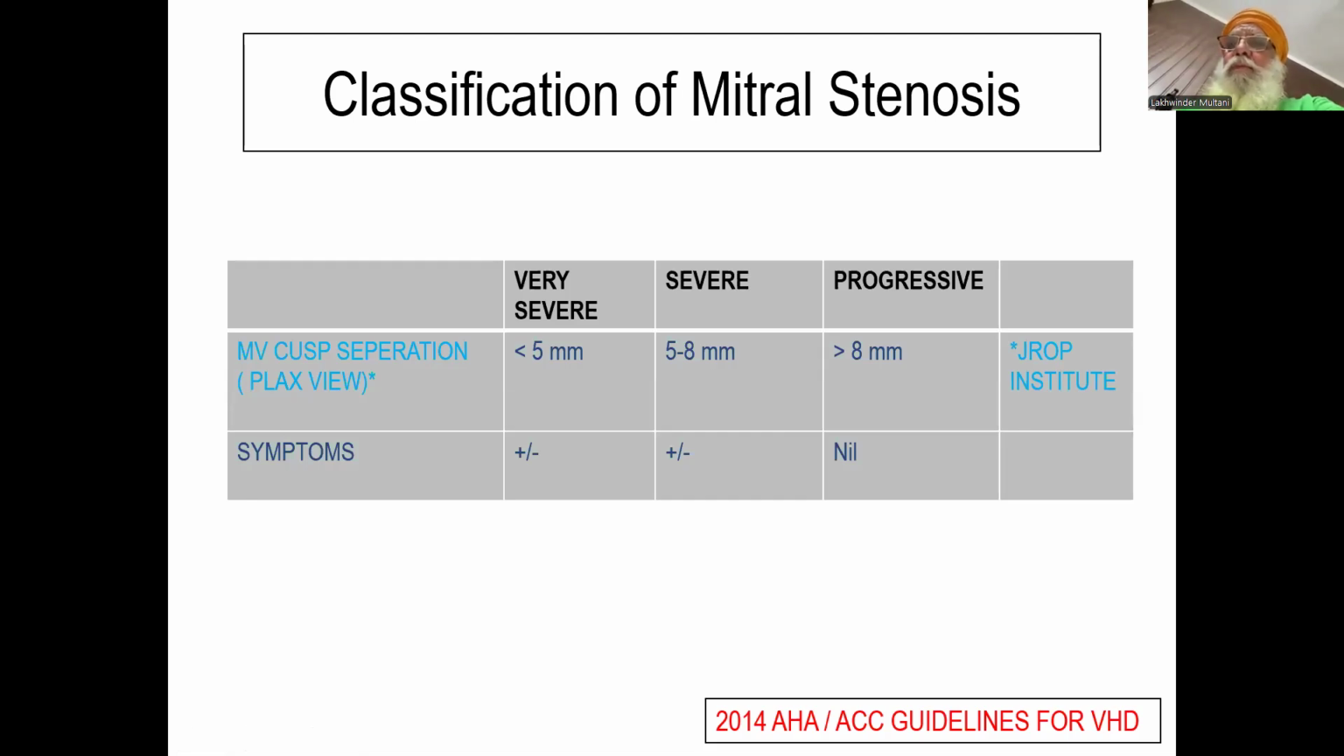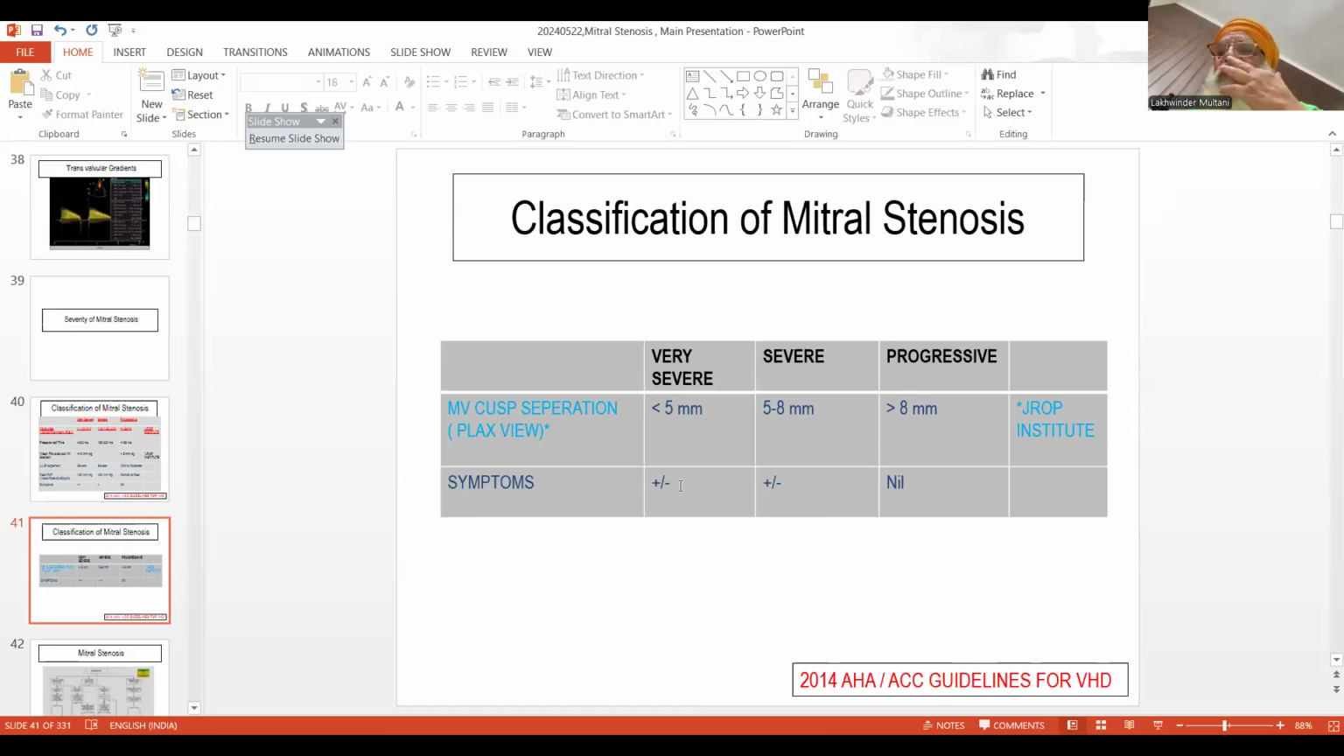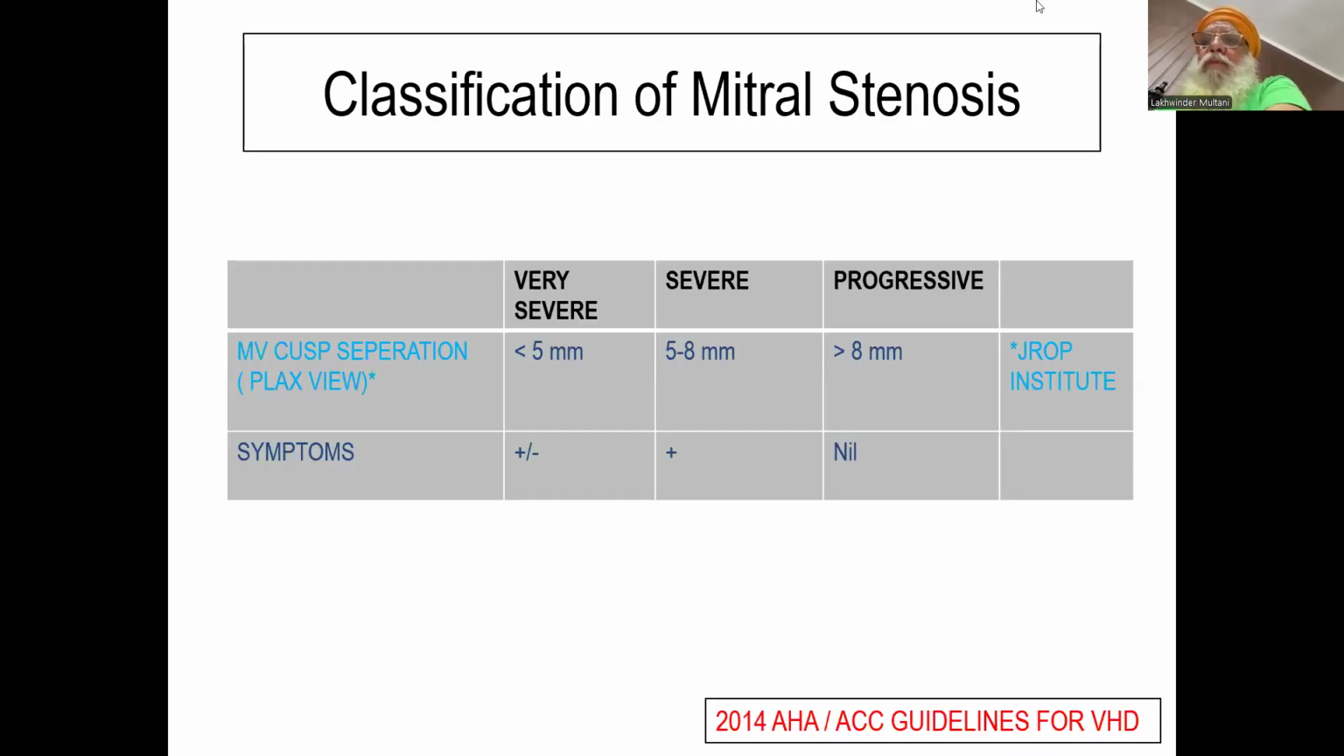On top of that, we add certain things in our armamentarium at our Institute. We say if your mitral cusp separation is less than 5 millimeters, we always talk of very severe mitral stenosis, and whether symptoms or no symptoms, we operate on them. In severe, cusp separation is 5 to 8 millimeters, and symptoms have to be there before we operate or intervene in these people. Anything more than 8 is considered progressive, and symptoms are hardly any in this subset of population.